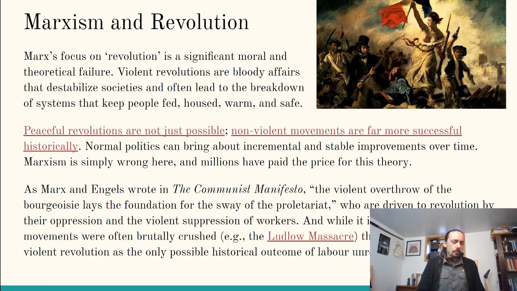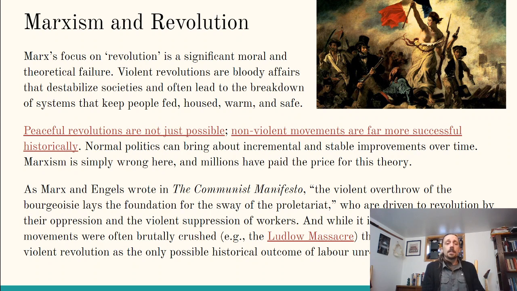And so sometimes people distinguish between Marxism as a theory and communism as it's been implemented in places like Russia, China, North Korea, wherever. And I think that's a distinction that is not really tenable. Marx himself had a deep theoretical focus on revolution, and I think that's a really bad failure, a moral failure. Violent revolutions are really bloody affairs. They destabilize societies. They lead to the breakdown of all the systems that keep people fed, housed, and safe, and warm, right?